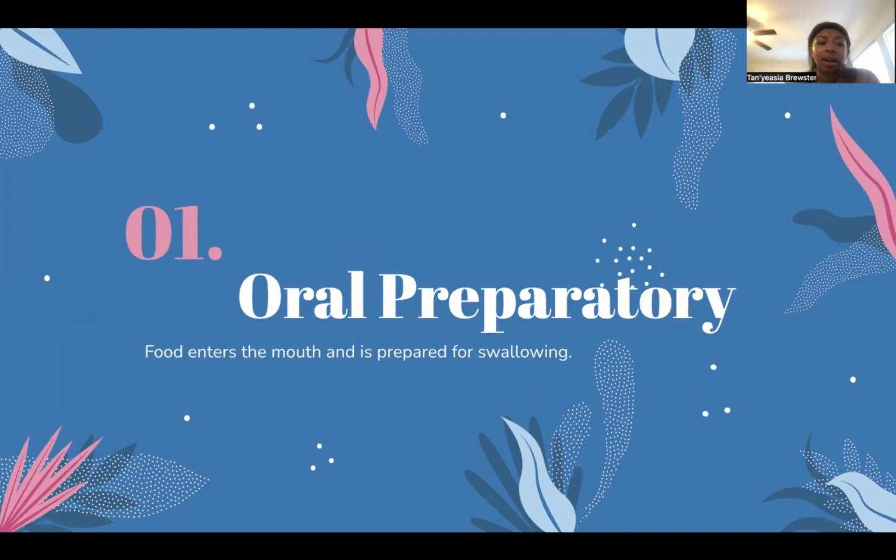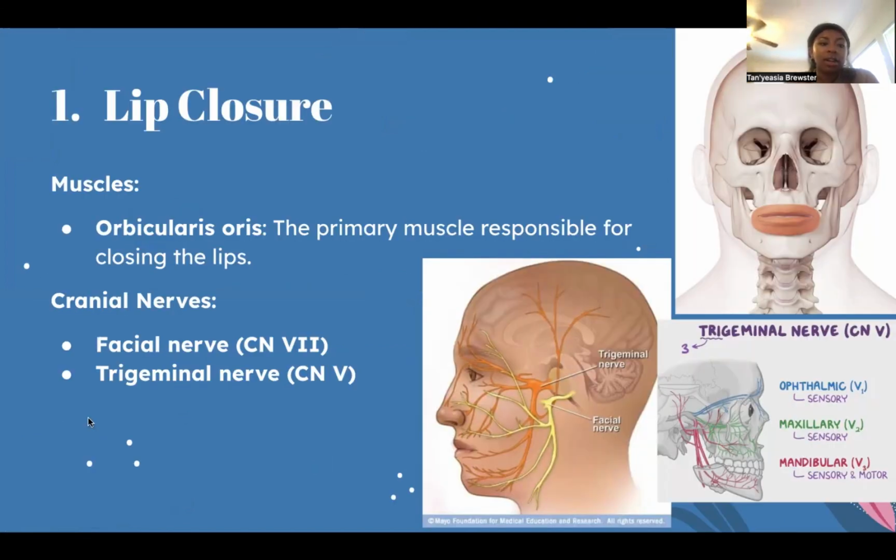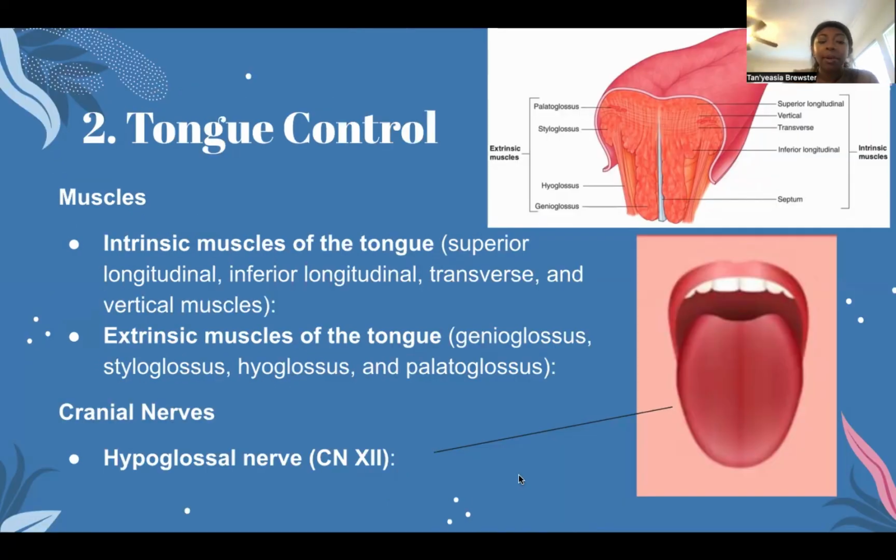The cranial nerves involved in this process are the facial nerve, trigeminal nerve, and hypoglossal nerve. The facial nerve controls the orbicularis oris muscle, which is the primary muscle responsible for closing the lips. The trigeminal nerve is responsible for sensory feedback from the maxillary and mandibular branches, which allows one to perceive their mouth and jaw position. The hypoglossal nerve controls both the intrinsic and extrinsic muscles of the tongue, which are crucial for moving the bolus within the mouth.